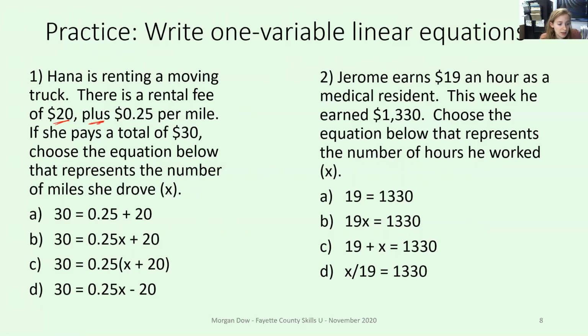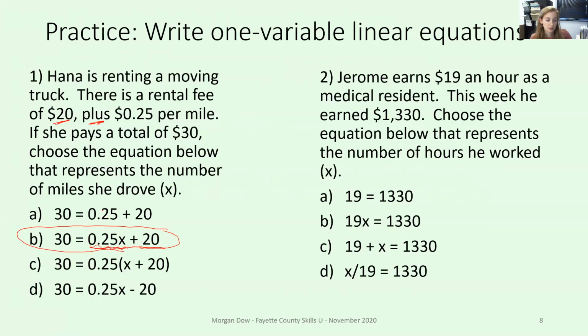The $30 is going to be equal to 25 cents times the number of miles she drives. And then you're also going to add on the $20 rental fee. So choice B is correct here.